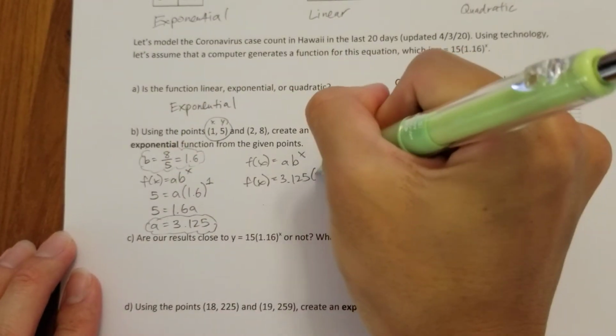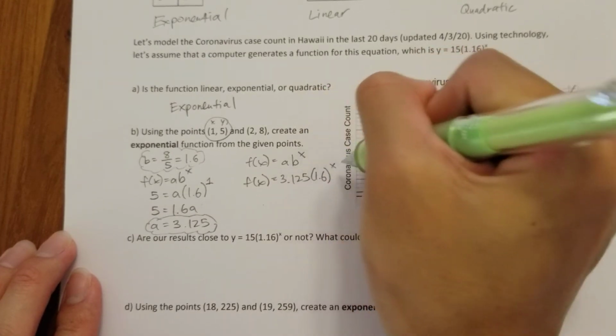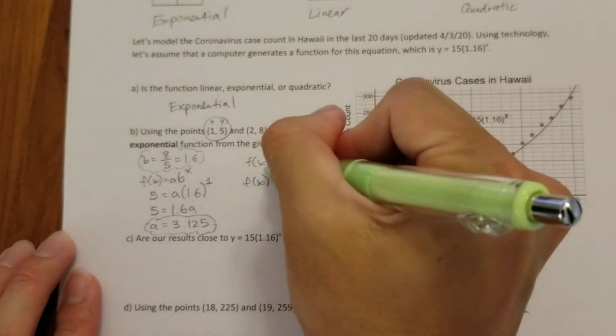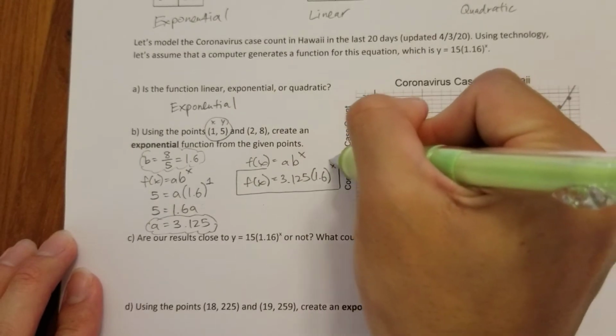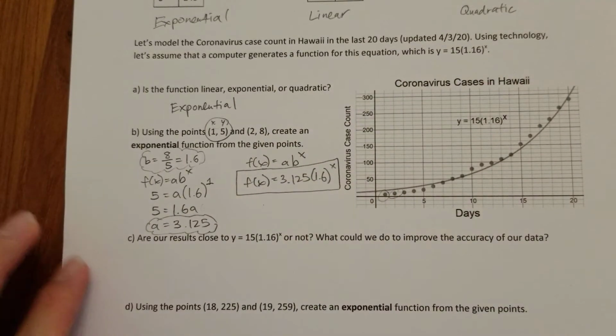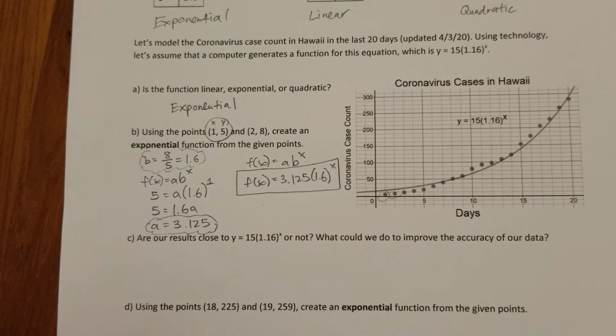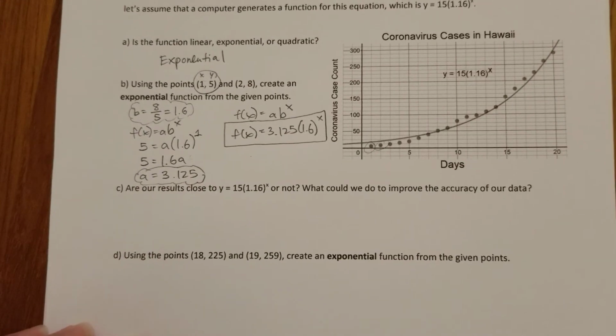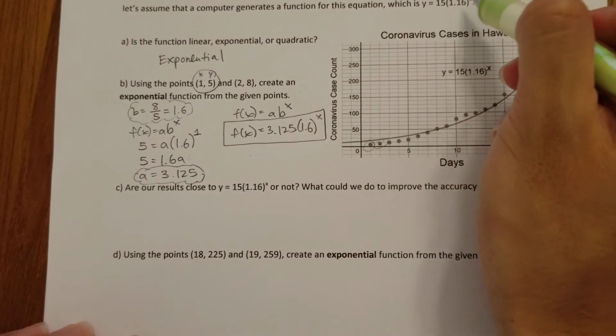B is going to be 1.6 and raising it to the x. So that would be our exponential function equation. Okay, now next part.